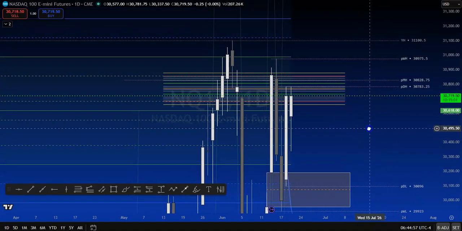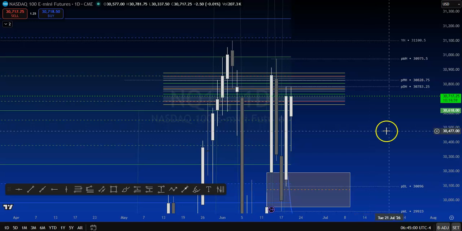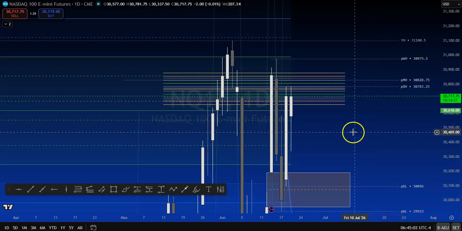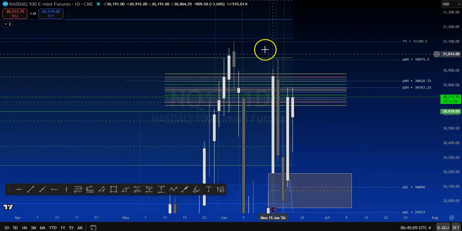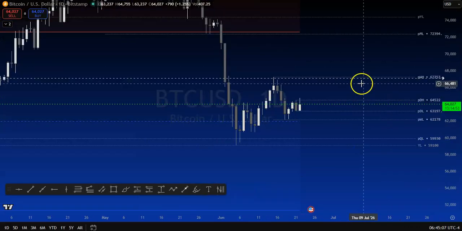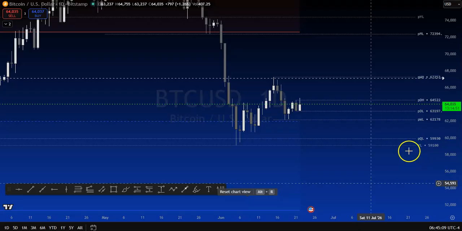Price targets? Right now it's kind of too early to give a price target, so I don't even think I'm going to bother at this point. We'll just watch and see how this plays out today. And let's just jump over here to Bitcoin quick. And Bitcoin is more or less still just chopping.